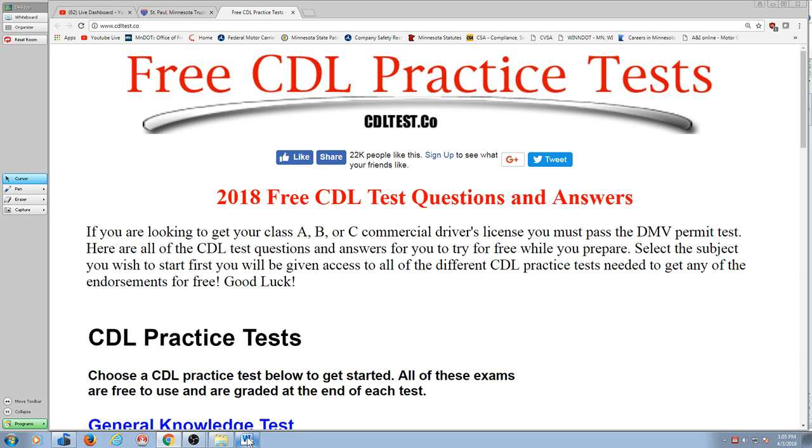About 98% of the questions are accurate to the Minnesota test. This is kind of interesting. I'm prohibited by rule from duplicating state tests. So I can't do what cdltest.co does. But again, they're pretty darn accurate to the point where it's the best that's out there.